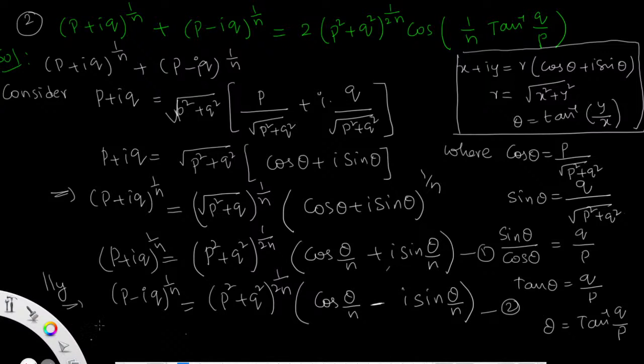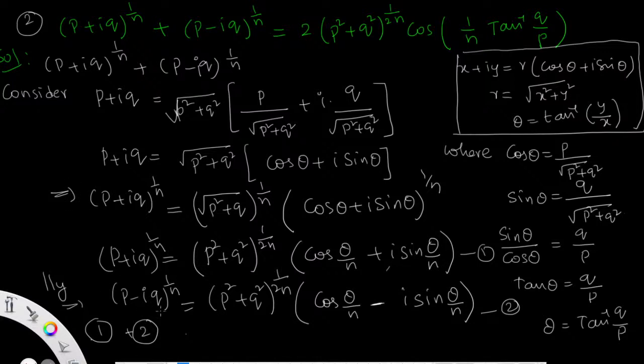Then what we have to take here is adding the two terms, this expression and this expression. Same thing, just multiply and divide this term. This is cos theta, this is sin theta, raised to the power 1 by n. That means power raised to 1 by n means 1 by 2n, cos theta by n plus i sin theta by n. This is the first part of the LHS.